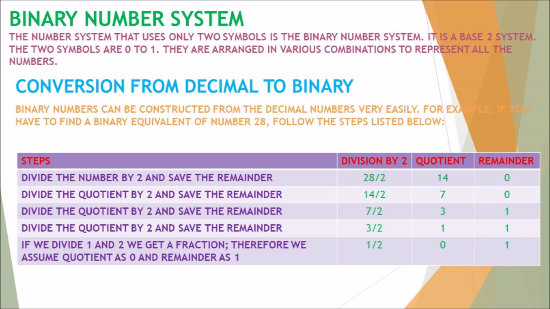While writing the result, you take only the remainders and write them from bottom to top. So from bottom to top you write, starting with 1 1 1 0 0, like that. From bottom to top you write the answer. That is how we convert decimal to binary.